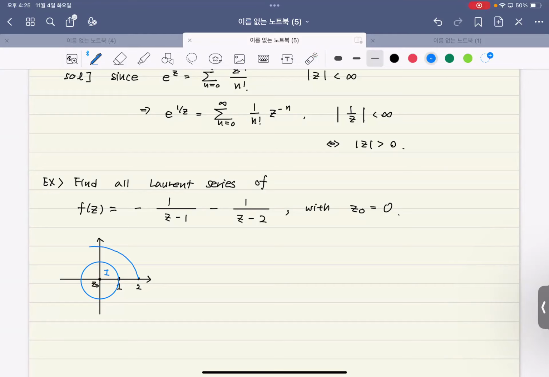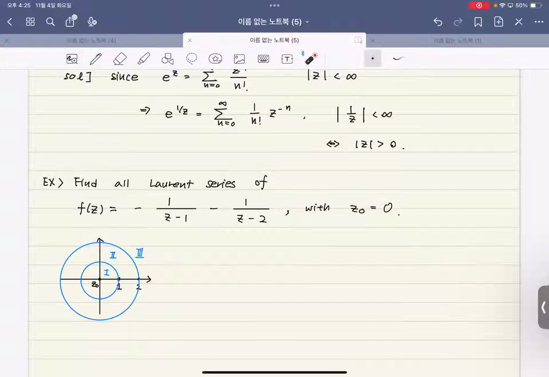And the second domain is the annulus domain, centered at the origin, whose inner radius equals 1 and outer radius equals 2. And finally, the last domain should be the outside domain, whose inner radius is 2 and outer radius is infinity. Okay?